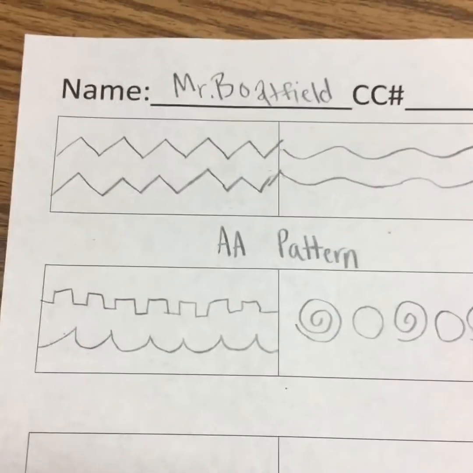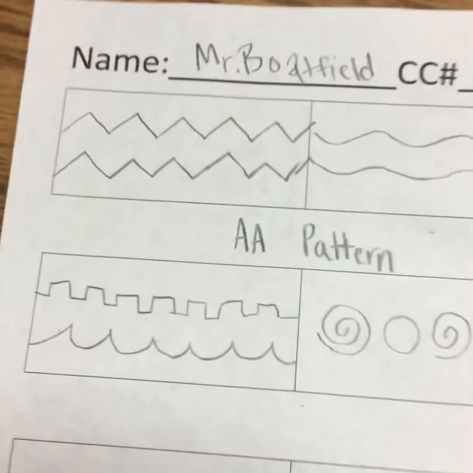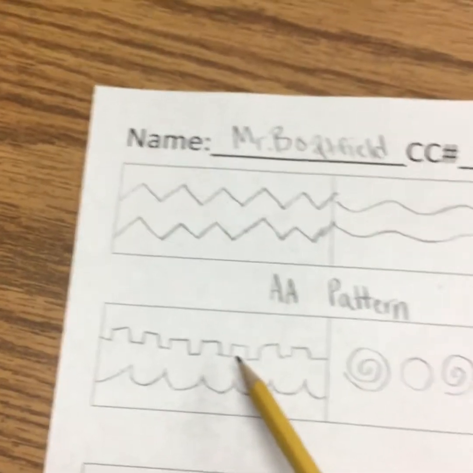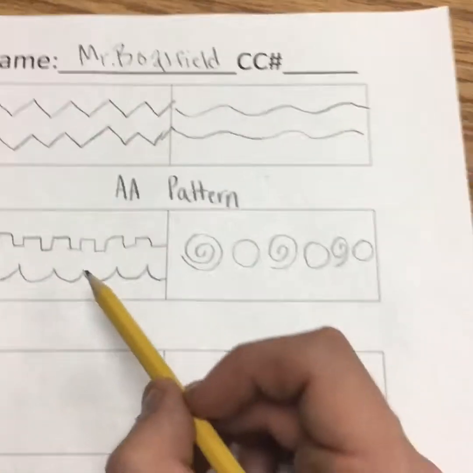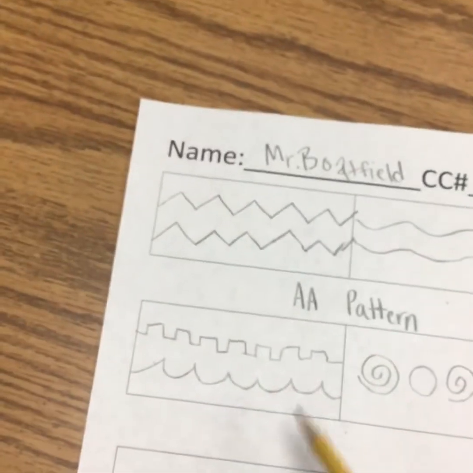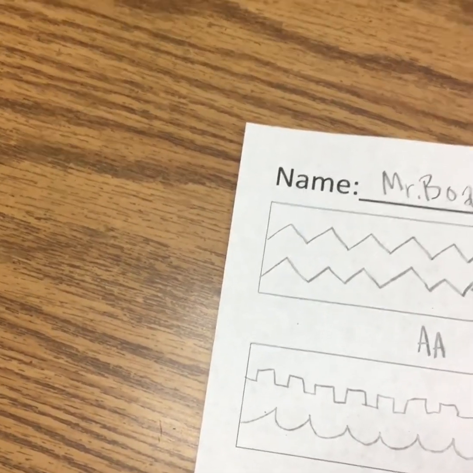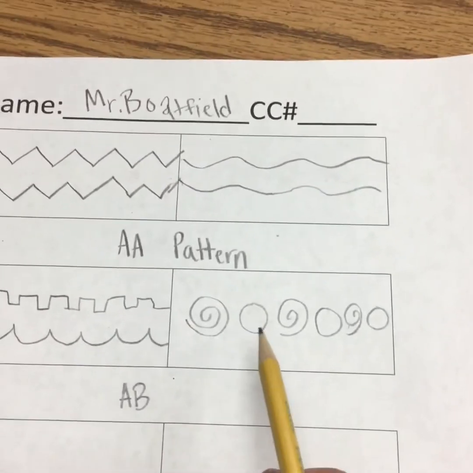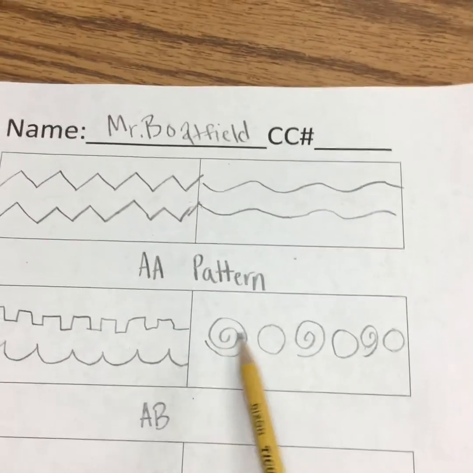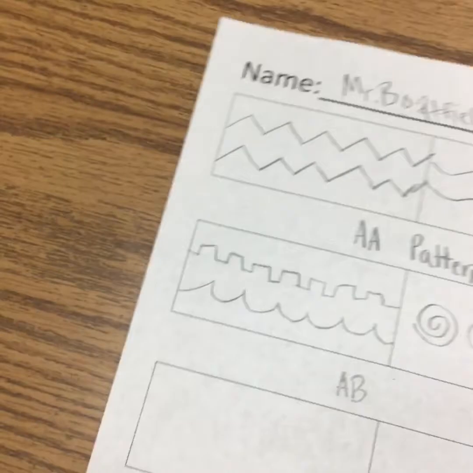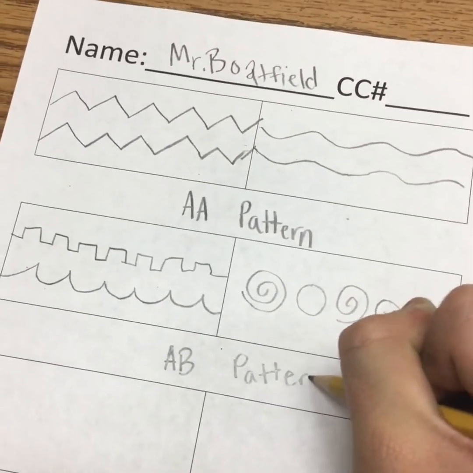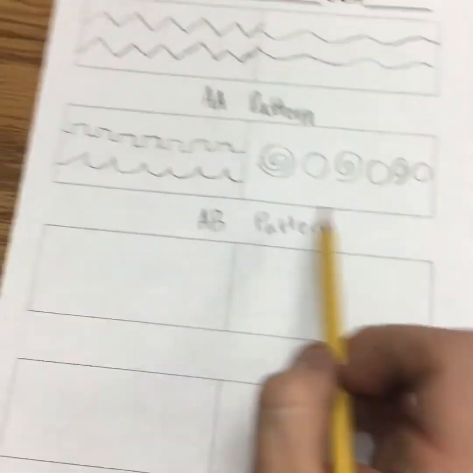So these patterns are a little bit different because they're not like the AA patterns because we changed the line. If we thought of the castle line as the letter A, then we can think of the ocean line as B. So it's an AB pattern. I'm gonna write AB. Same thing with the swirls. Swirl, circle, swirl, circle, swirl, circle. A, B, A, B, A, B. So I almost forgot, we need to write pattern. P-A-T-T-E-R-N. So we have two different types of AB patterns.